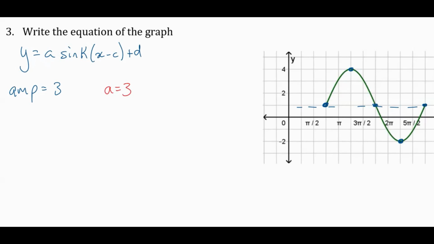Let's do the zero line next. Because I've already done it, it's where those points line up. So y equals 1, which gives us a D value of 1.